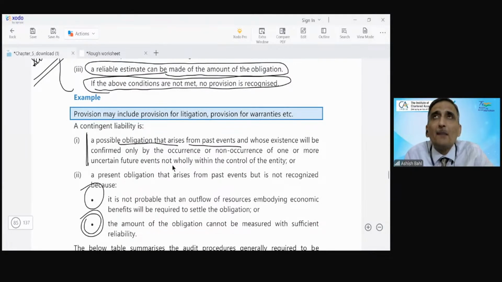Now you see some provisions made in the financial statements. What is the first thing that you would do? So we start from scratch, we start from the beginning. You see some provisions are there in the financial statements, in the balance sheet. What is the first thing you will do?